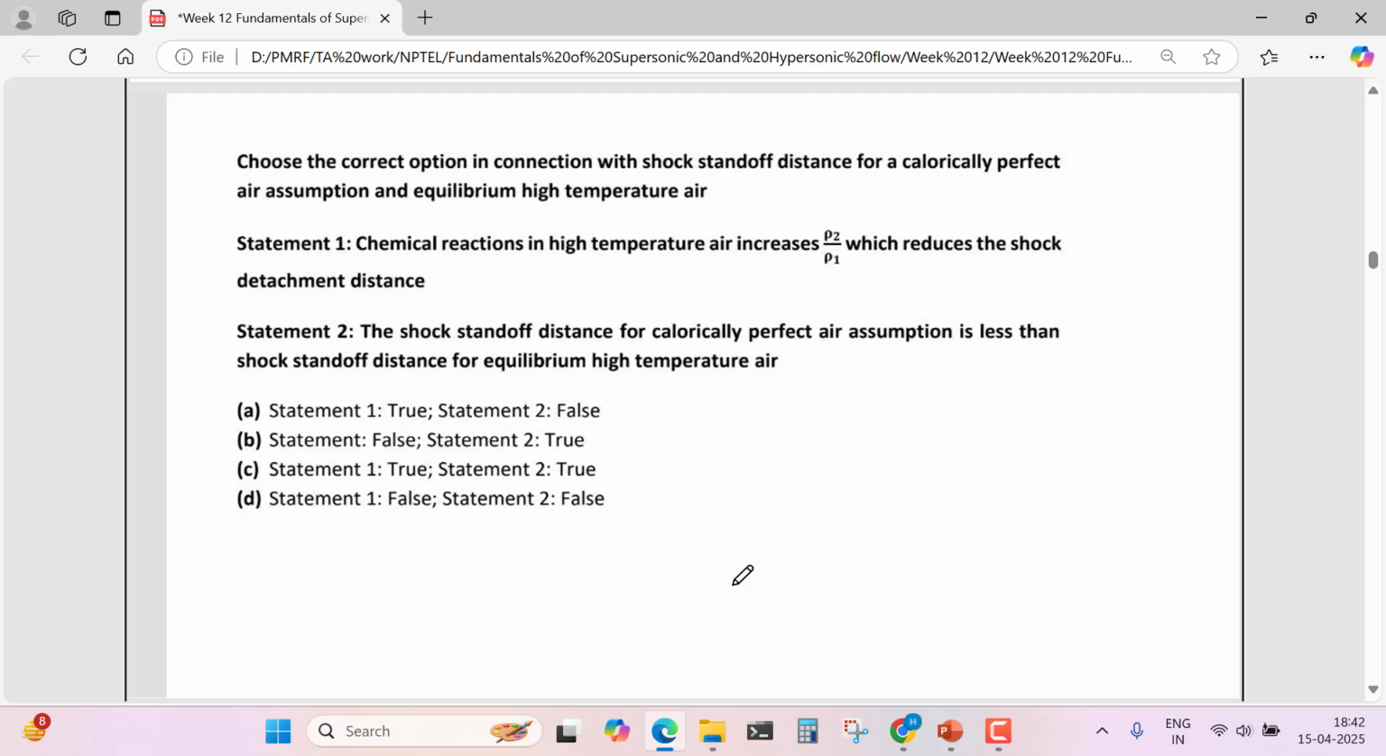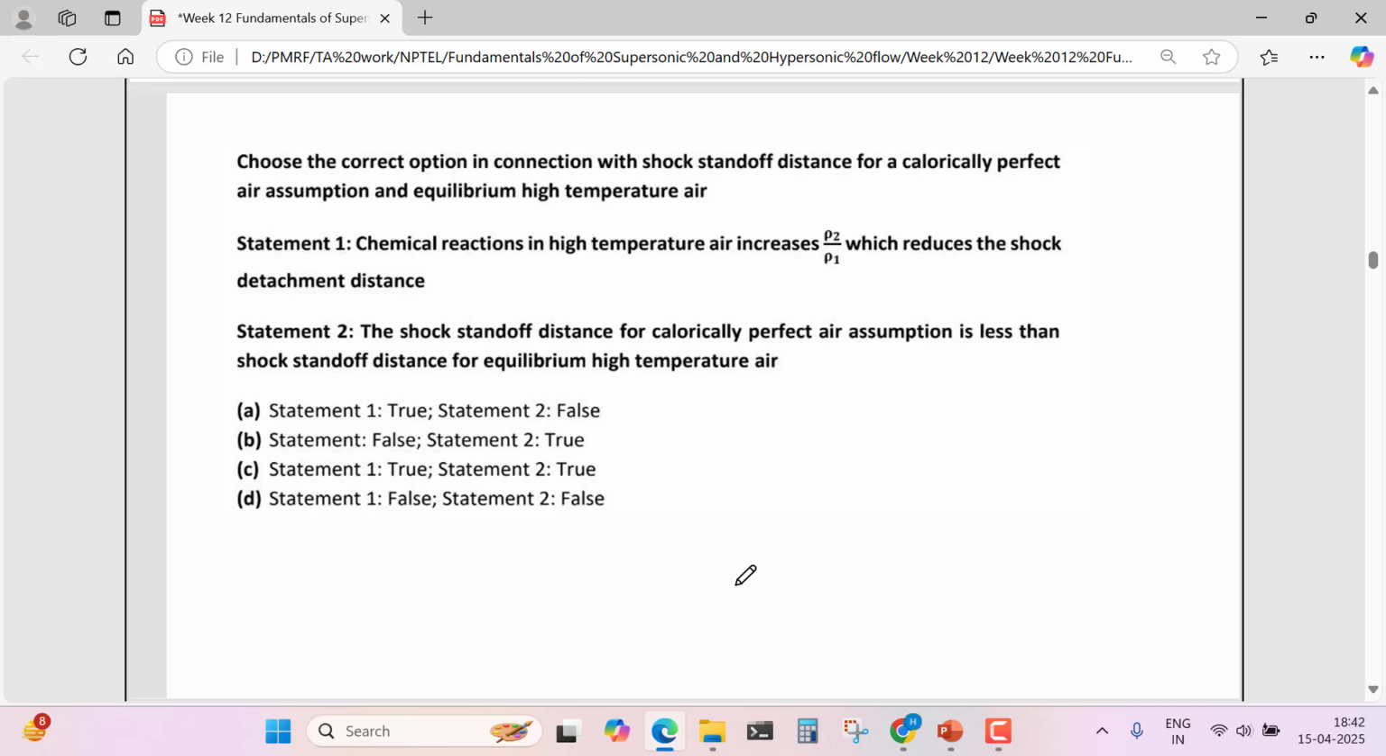Now let's see the next problem. Choose the correct option in connection with shock standoff distance for a calorically perfect gas, air assumption, and equilibrium high temperature air. Statement 1: Chemical reactions in high temperature air increase ρ2 by ρ1, which reduces the shock detachment distance.